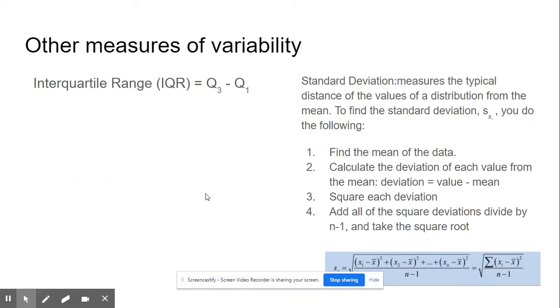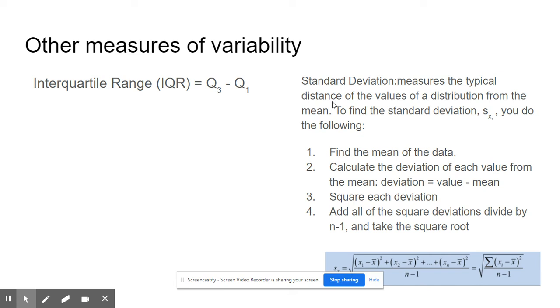Two other important measures of variability are the interquartile range and standard deviation. The interquartile range is where you take the third quartile, Q3, minus the first quartile, Q1. Standard deviation measures the typical distance of values of a distribution from the mean.